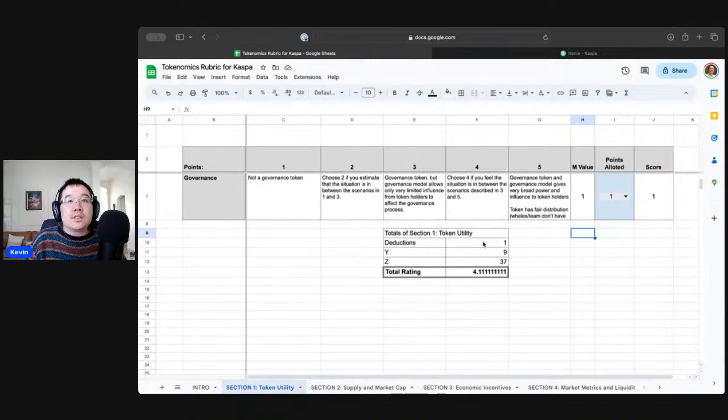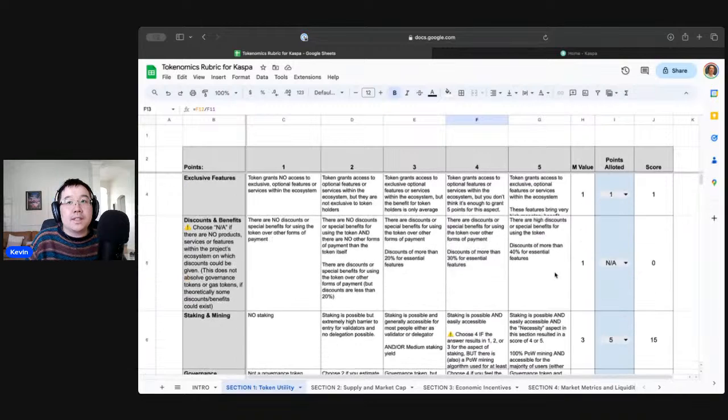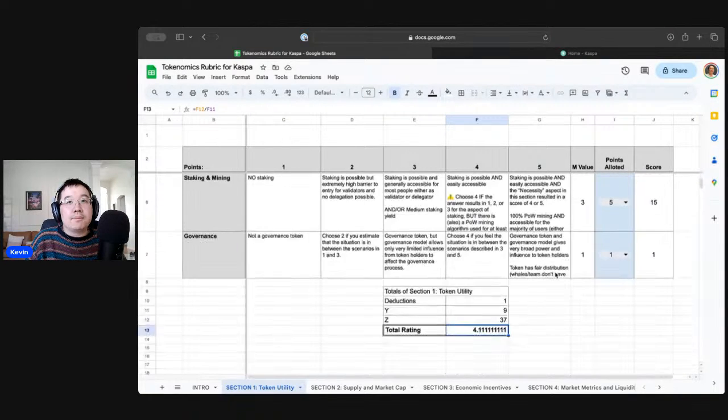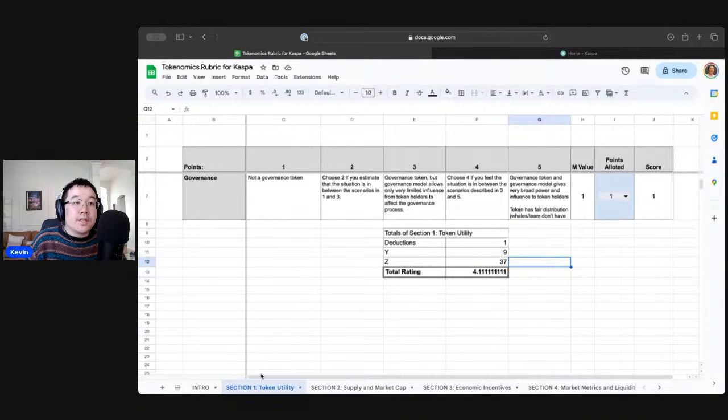Total score, this is auto calculated. You don't have to do anything, but total rating for here is 4.11 from a 1 to 5 scale, I believe. So it's pretty good for this token utility section. Okay, next, let's move on. So that's just one section under tokenomics.